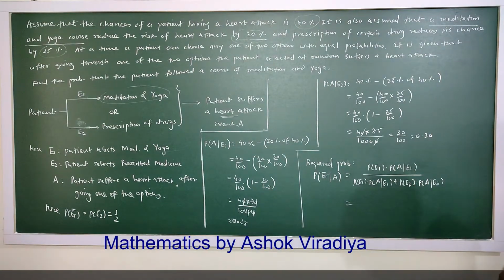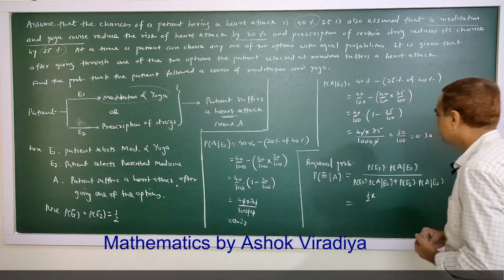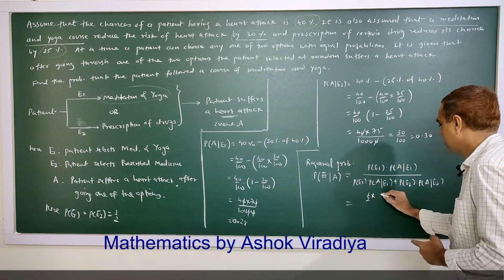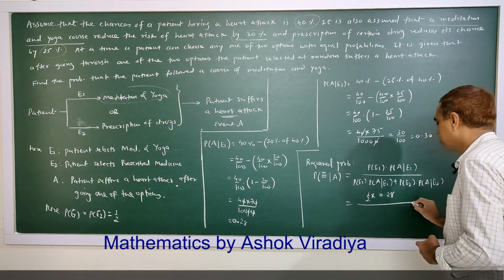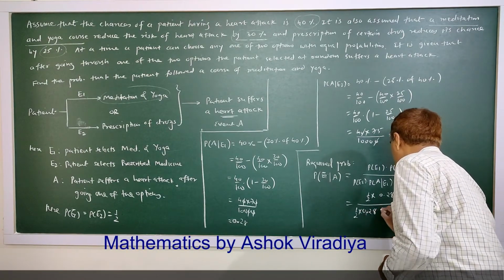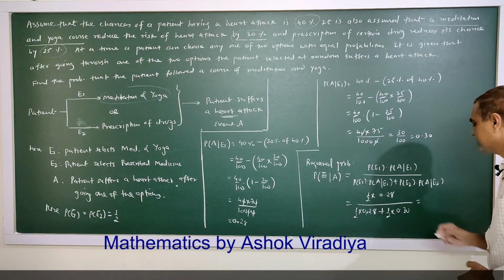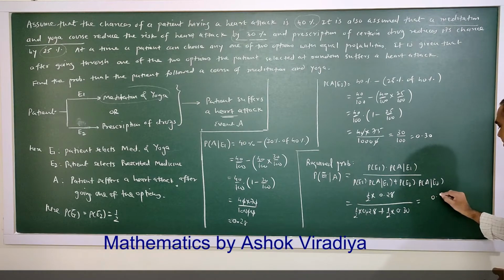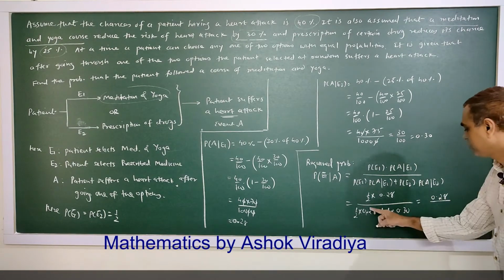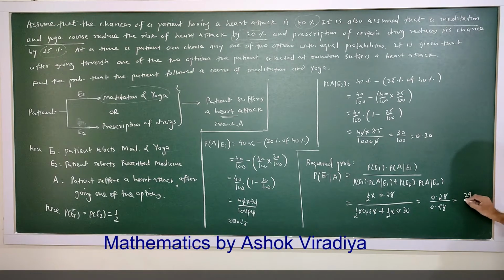Now putting these values, P of E1 is 1 by 2, P of A by E1 is 0.28, upon 1 by 2 into 0.28 plus 1 by 2 into 0.30. So this is 0.28 upon 0.58, that is 28 by 58. So this is 14 upon 29.